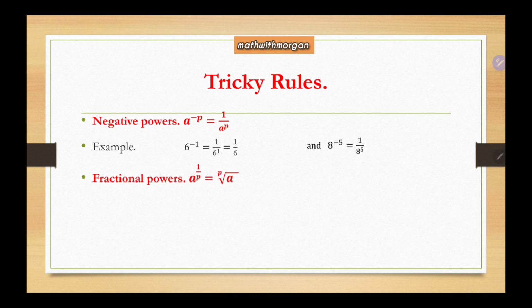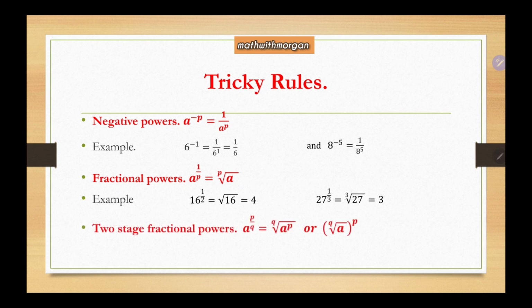Okay, the next tricky rule has to do with fractional powers. If you have a to the power 1 over p, you simply have to get the p-th root of that number. For example, if you have 16 to the power half, you just get the square root of 16, which is 4. Another example is if you have 27 to the power 1/3, you get the cube root of 27, which is just 3.